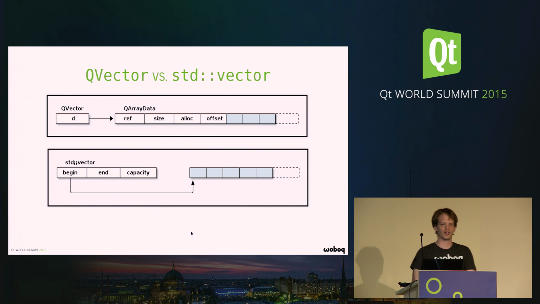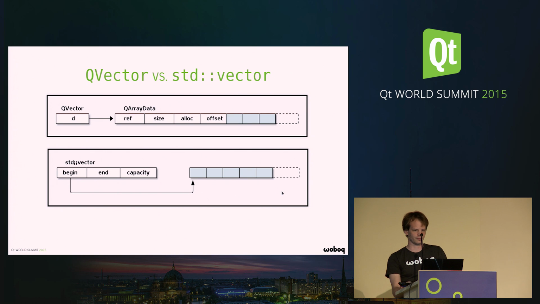So let's compare QVector and std::vector. Both containers put the elements next to each other in memory, and both containers add some memory at the end in case you need to grow the vector. The main difference is that QVector is implicitly shared. So QVector is basically just a pointer to the array that contains the metadata and the items, while std::vector has all the metadata inline inside the std::vector object, and then points to the array of elements.